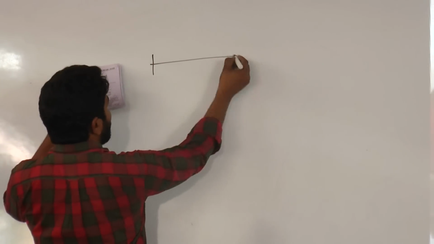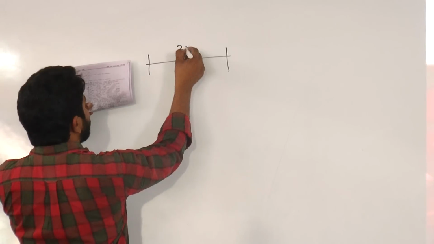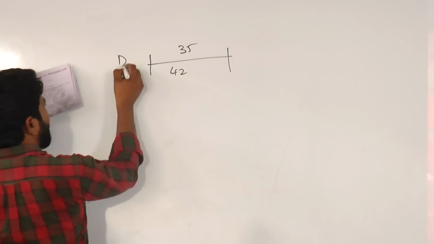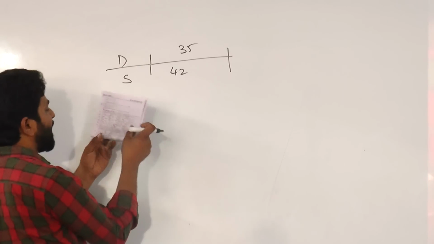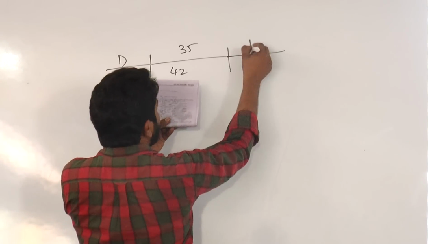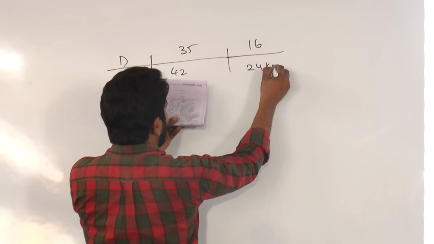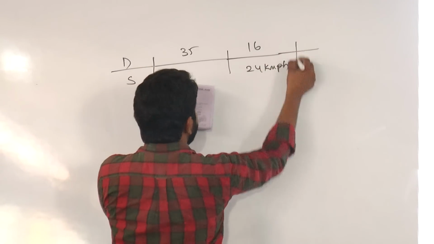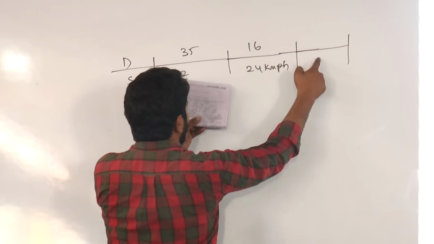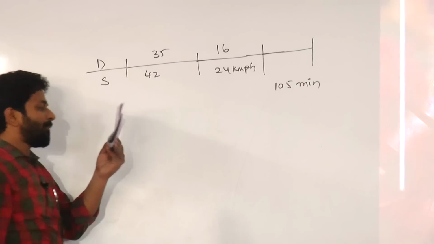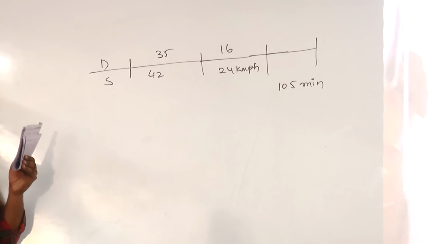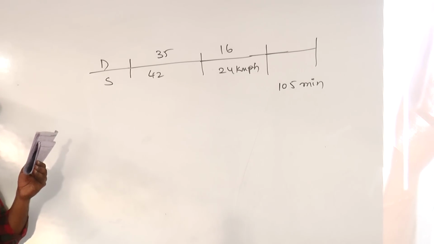Parker covered first 35 kilometers of the journey at 42 km per hour. So 35 kilometers distance covered with 42 km per hour. I am taking distance and then speed here. And then next 16 kilometers with a speed of 24 km per hour, and the remaining distance in 105 minutes. And thereby the average speed becomes 35 1 by 13 km per hour for the entire journey.